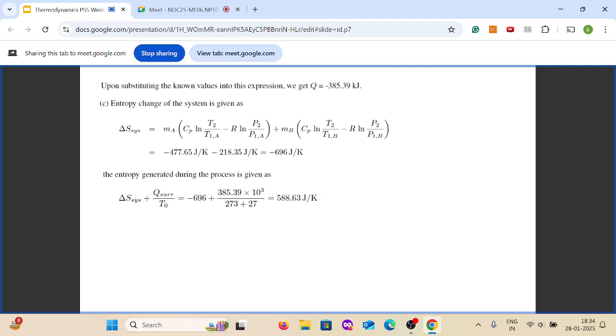Now we need to find the entropy change of the system. The delta S system is for the process happening between state 1 to 2. You know the initial pressures and temperatures, and the final pressure and temperature. The gas goes through a process between these two, but entropy is a property, so it only depends upon the state points and not the process. So you can estimate the entropy change: m into (Cp ln T2 by T1 minus R ln P2 by P1). This comes from the TdS equation, TdS is dH minus VdP. Substituting the ideal gas equation and integrating it, you get this. The expression is the same for A and B, so you do it for compartment A and compartment B and get the total entropy change for the process. It will come out to be minus 696 joule per Kelvin.